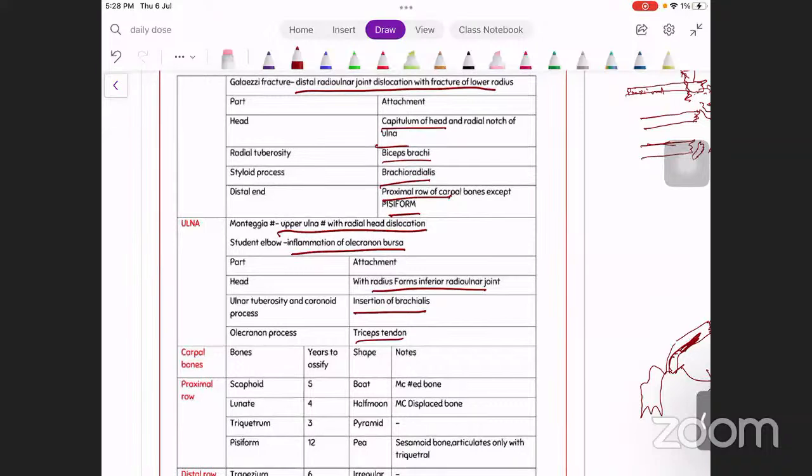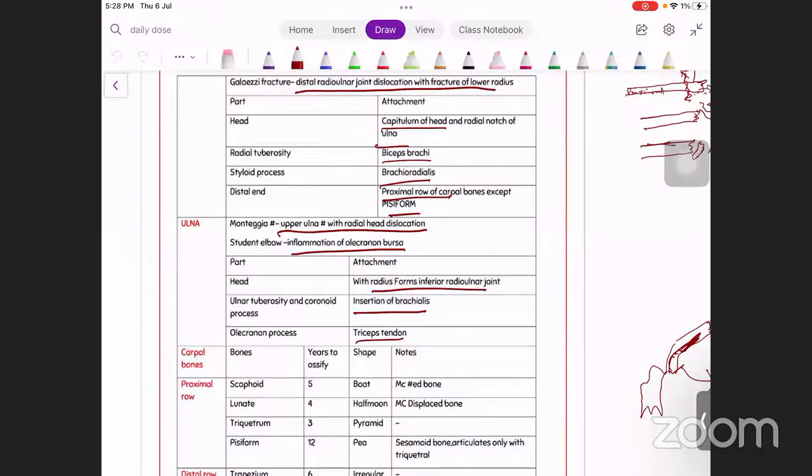Inflammation of olecranon bursa is student elbow. And upper ulnar fracture with the radial head dislocation is Monteggia fracture. Distal radioulnar joint dislocation with the fracture of the lower radius is Galeazzi fracture. And you have the fracture of your distal radius with the distal segment moving upward and outward, Colles fracture. Dinner fork deformity is seen in Colles fracture. Reversal of Colles fracture is Smith fracture.